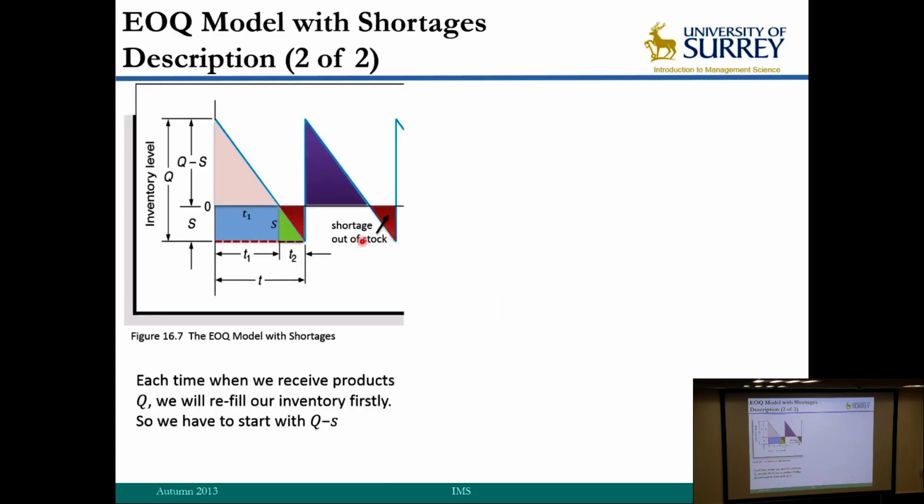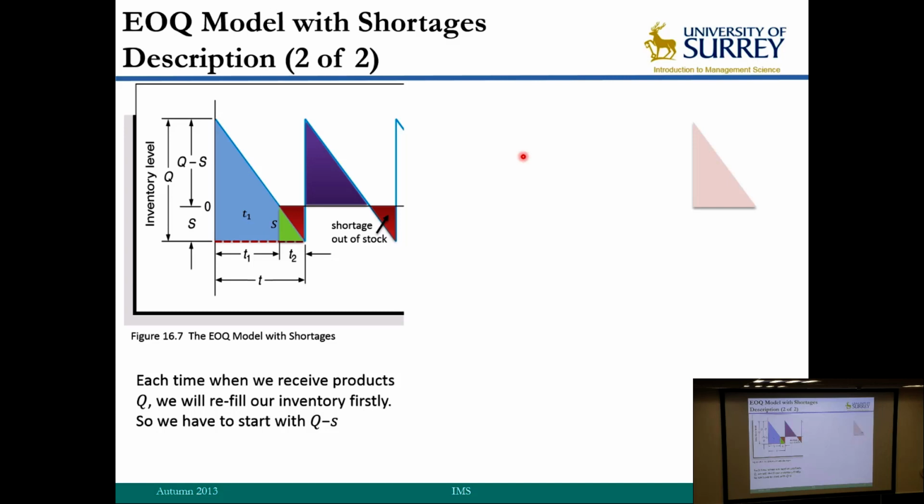Okay, so we have to figure out several relationships here, because this is, I think, easy to understand. At the very beginning, we have no inventory, and we immediately replenish Q minus S, and we keep selling until one day I have 0, and then we have shortages at the same rate until one day to here. Okay, so now we have several small triangles here. So this is the first triangle, and we know this is Q minus S, and this is T1.